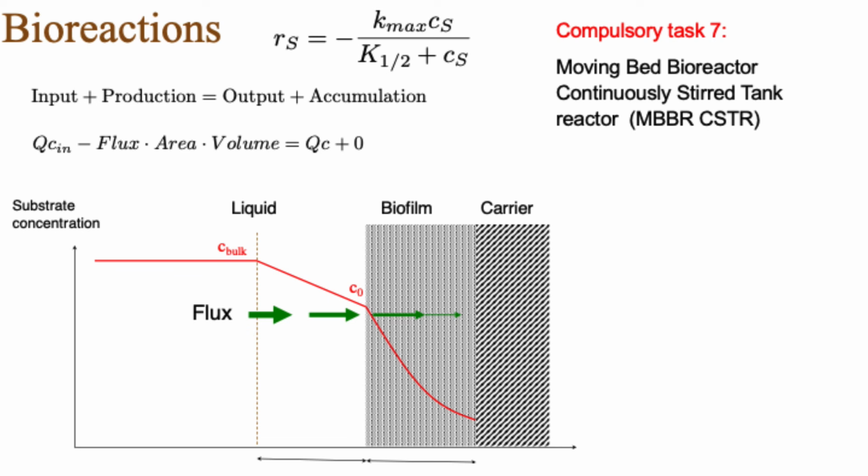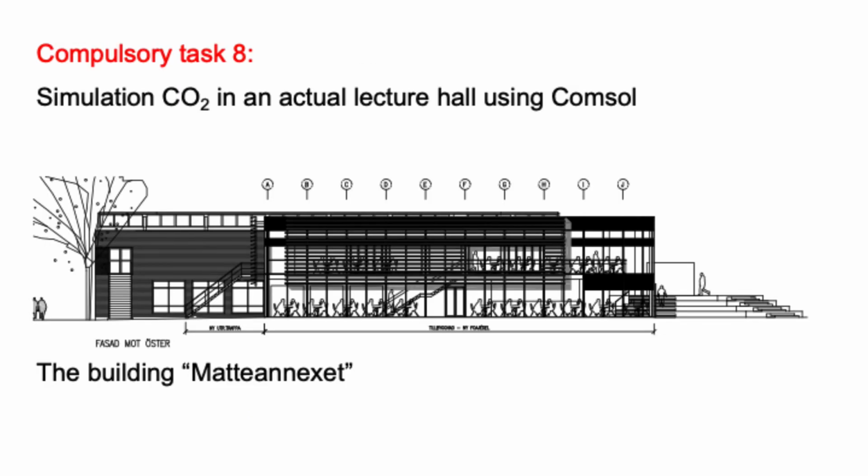In CT7, the students model bioreactions in a moving bed bioreactor using the mixing model continuously stirred tank reactor, that is a MBBR-CSTR. Finally, in CT8, the students do a simulation of CO2 levels in an actual lecture hall in one of the buildings at our faculty using COMSOL multiphysics.